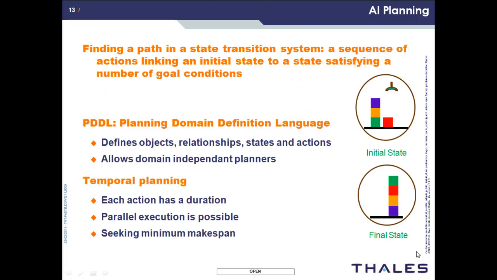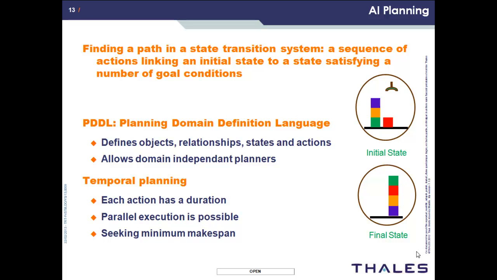We can now move on to AI planning, which, as you know, is about finding a path in a state transition system, or a sequence of actions linking an initial state to a state satisfying a number of goal conditions. Real-world applications usually make use of the PDDL language, which defines the syntax to define objects, relationship states, and actions in the particular application domain. This language has been important to researchers because it allowed them to focus on search, heuristics, and algorithms, and have the liberty to produce domain-independent planners.